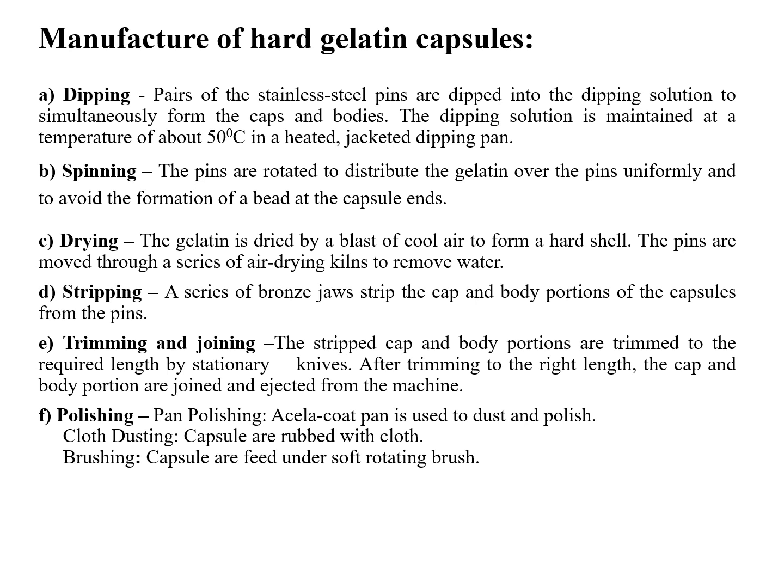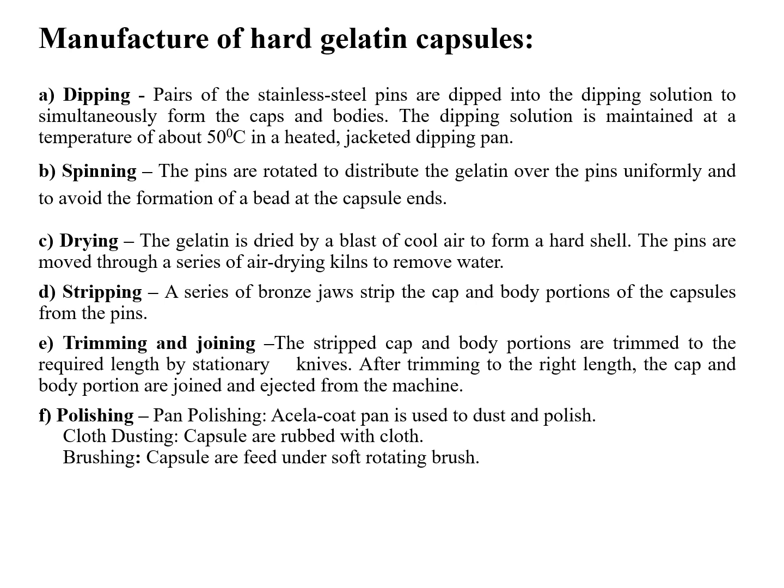Pairs of stainless steel pins are dipped into the dipping solution to simultaneously form the caps and bodies. The dipping solution is maintained at a temperature of about 50 degrees Celsius in a heated jacketed dipping pan. This is for dipping. In spinning, pins are rotated to distribute the gelatin over the pins uniformly and to avoid the formation of a bead at the capsule ends. Drying: gelatin is dried by a blast of cool air to form a hard shell. Pins are moved through a series of air drying kilns to remove water.